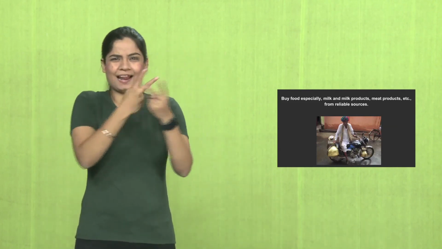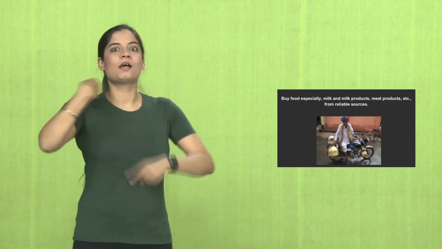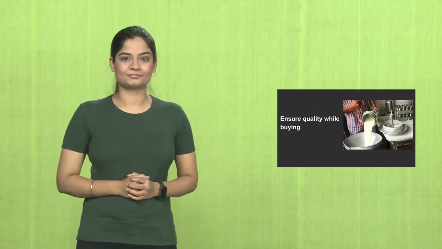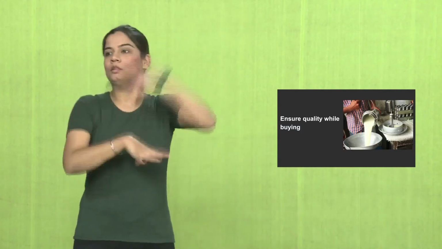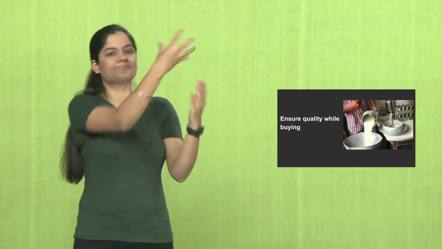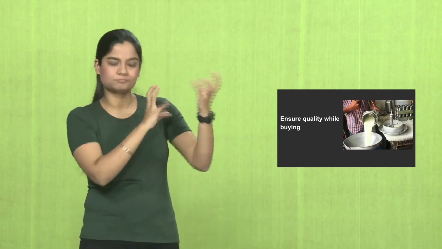Buy milk, milk products, vegetables, meat products only from reliable sources. Someone you've been always buying from and you know that they sell good quality food. Always ensure the quality of food. Always check the expiry date. Always check the manufacturing date, etc. So remember to always ensure the quality.